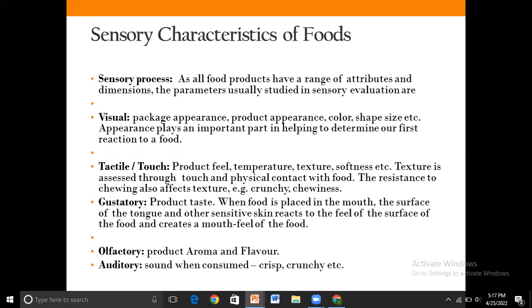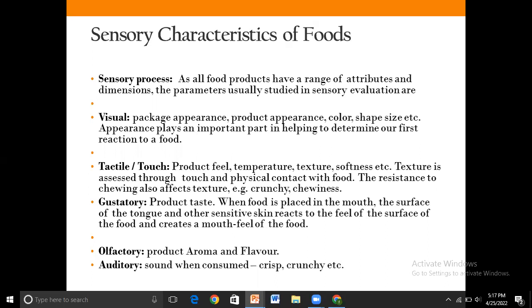Then the touch, the feeling of touch. For example, a cake or a pudding, how it should feel, right? If a cake is extremely hard, you don't accept it. Then the temperature. If your rice is really cold, do you like it? Of course not. Then texture, how it feels, like the softness. Texture is mainly about our touch, the physical contact with food. Then how crunchy it is, how chewy it is.